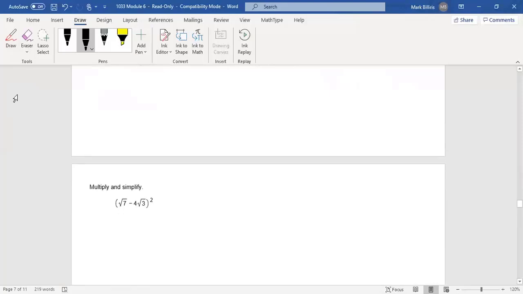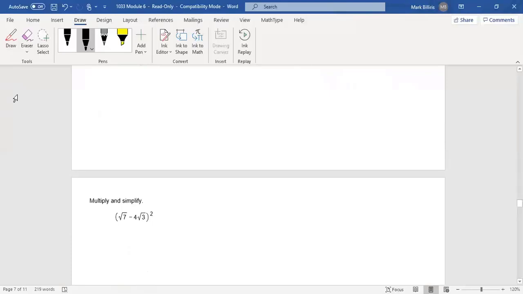The next problem. Here we have the quantity, the square root of 7 minus 4 square roots of 3, squared. This does not mean we square each one individually. When you have the square on the outside of a binomial, you take the binomial, which is square root of 7 minus 4 square roots of 3, and multiply it times itself.